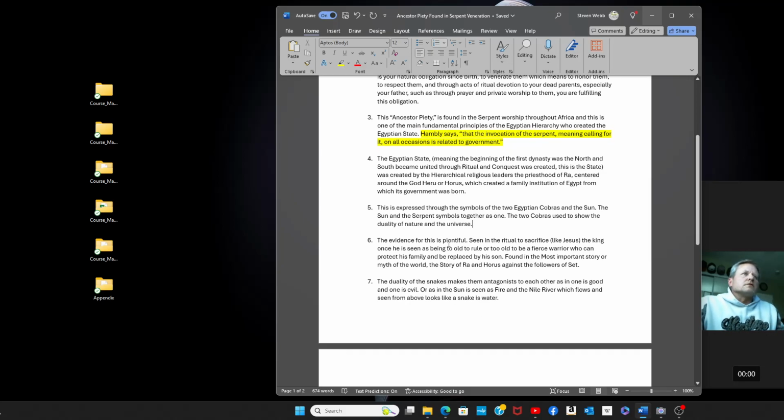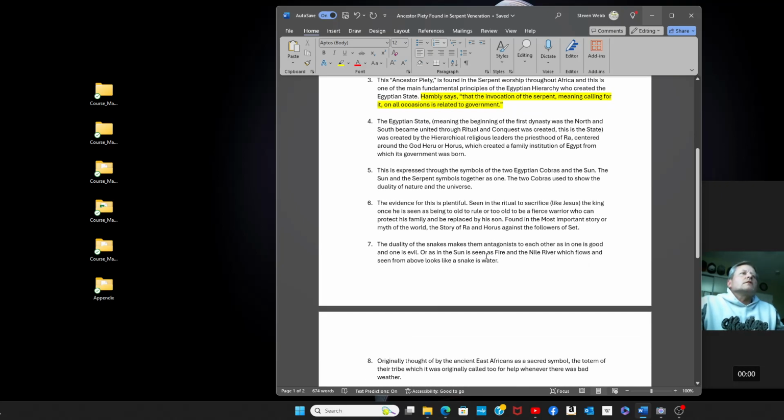The evidence of this is plentiful, seen in the ritual to sacrifice, just like Jesus was sacrificed. The king, once he is seen as being too old to rule or too old to be a fierce warrior who can protect his family, will be replaced by his son. Found in the most important story or myth of the world, the story of Ra and Horus against the followers of Set.